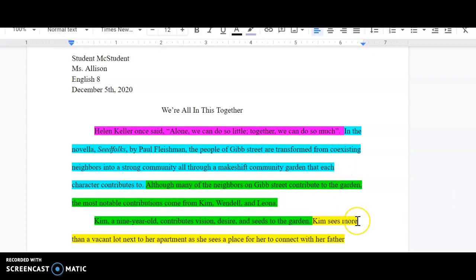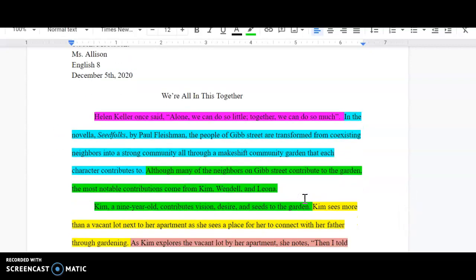After that, we have blue background knowledge. This is going to tell us what is this essay about, what is the book, who wrote it, and what do we need to know. And then next is our thesis statement. That's going to be green. That's going to outline what this entire essay is going to be about. That's my introduction paragraph, so hopefully you got those.